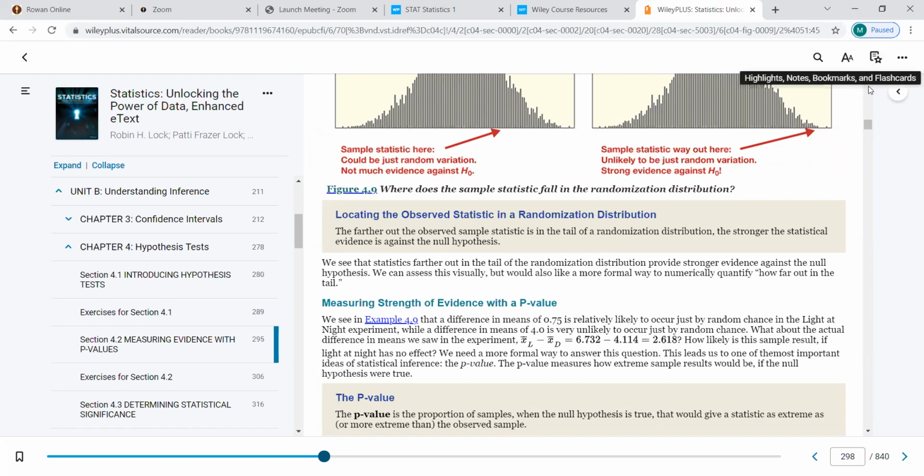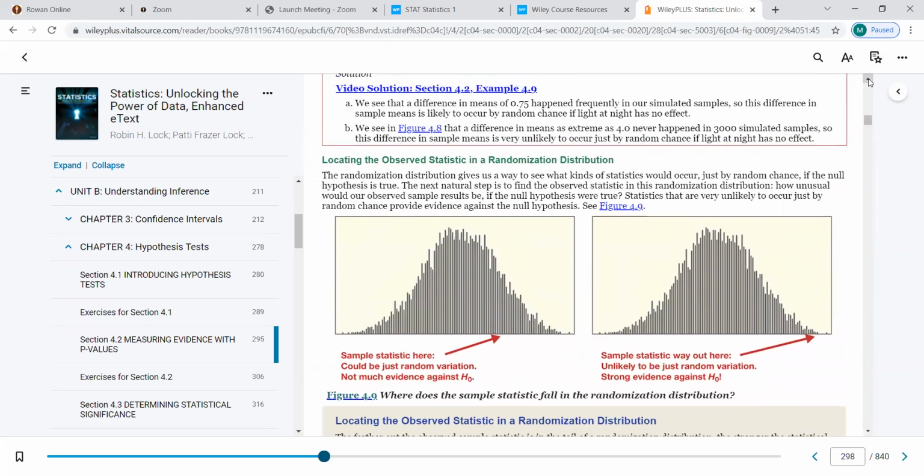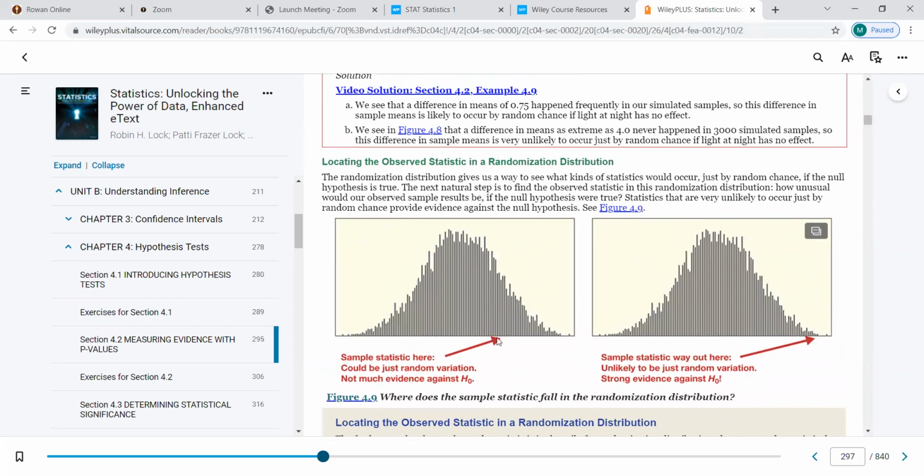So when we said that the difference in the means was 0.75 and it was over here, well, that's not that extreme. But when we say the difference is 4, it's really extreme. So we're saying that there is more evidence against the null hypothesis if the number that we get for the sample is way out here, as opposed to 0.75.